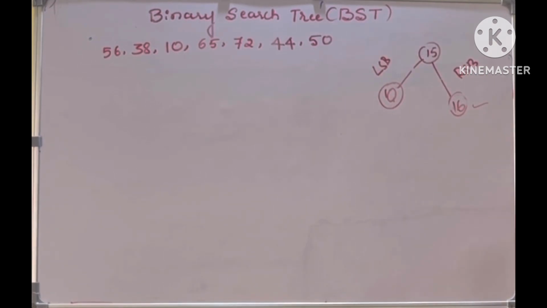These are some rules before we go to draw. So what is the definition of BST? BST is a binary tree in which the left subtree is smaller than the parent node and the right subtree is greater than its parent node. That is the definition of the BST. Now we'll draw the binary search tree.